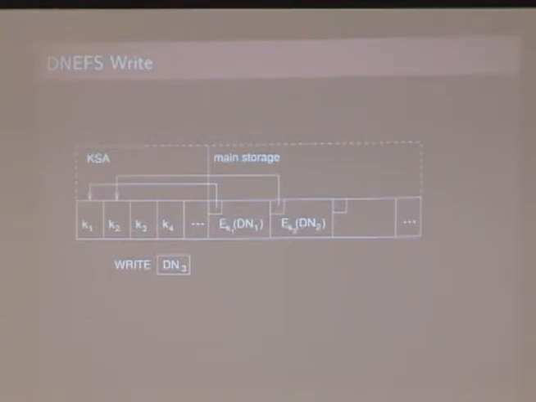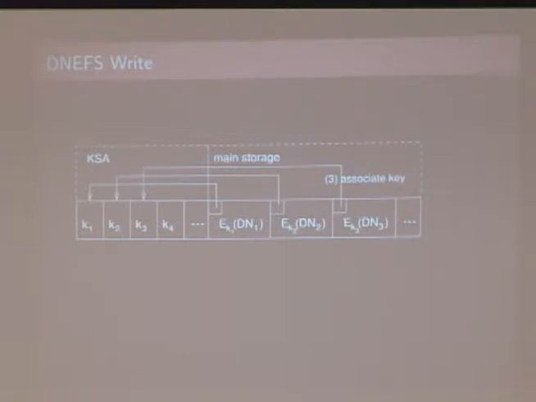So for the write operation, I'll walk you through write, read, and the purging. For write, we want to write this new data node, DN3. So the first thing we do is we find an unused key. K3 suits our purposes. We encrypt the data node. We then store it in some unused place, and we associate the key in some header. So it's written along with the header.